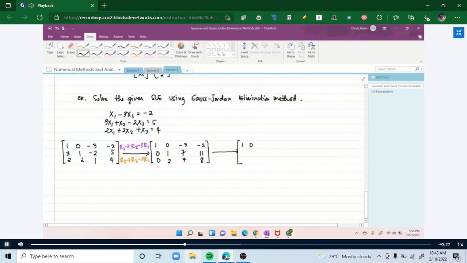Okay. So we'll not be changing anything with the first row. Negative 3, negative 2, 0, 1, 7, 11. Let me check if I made mistakes in the addition.